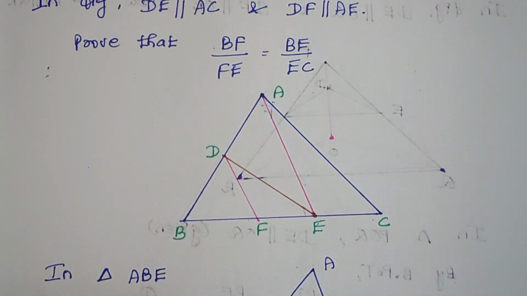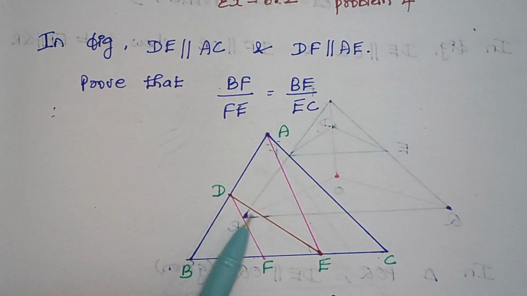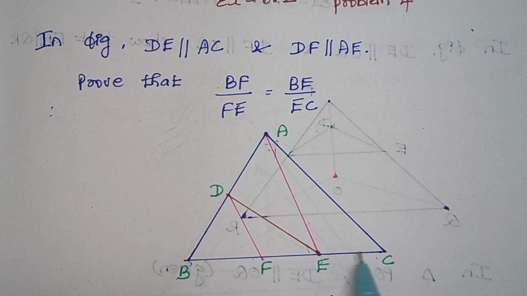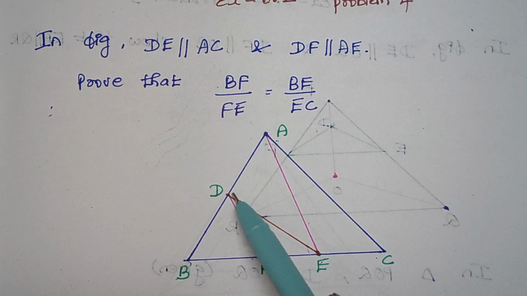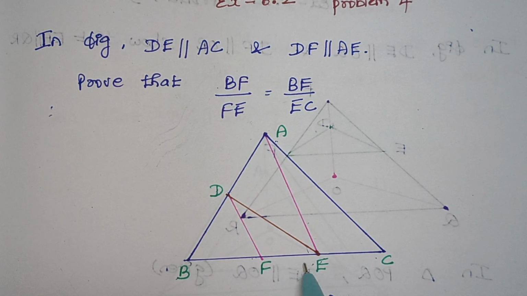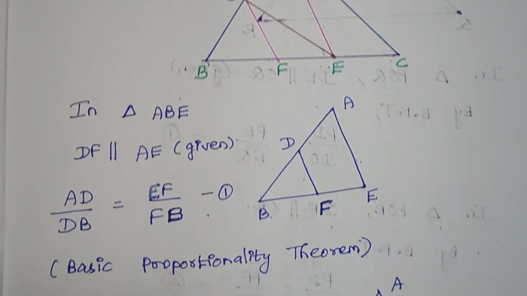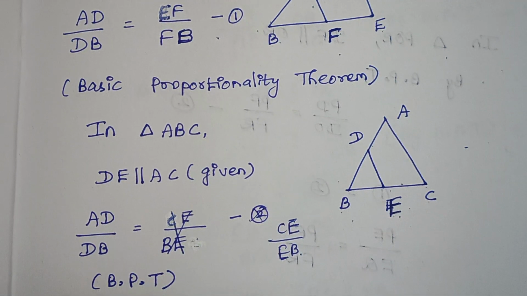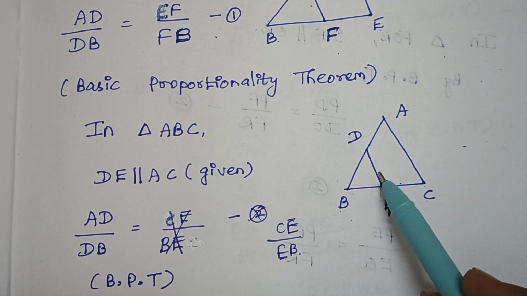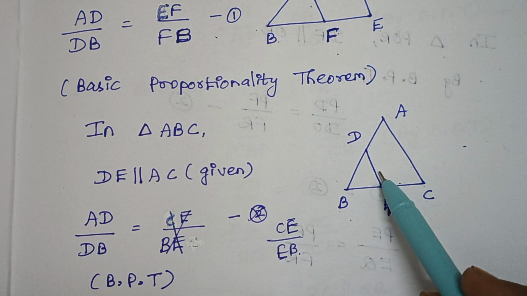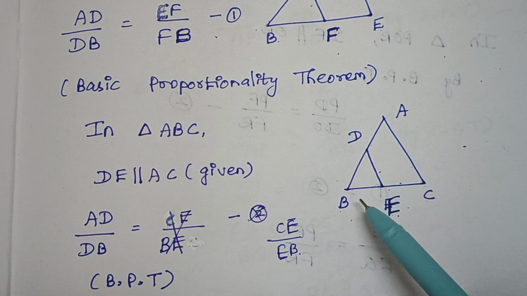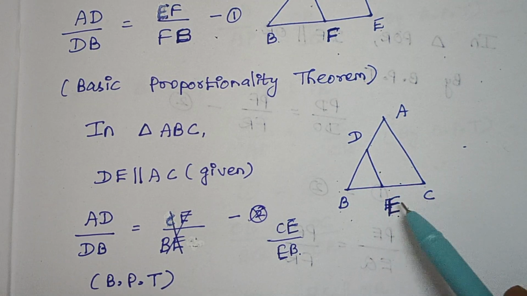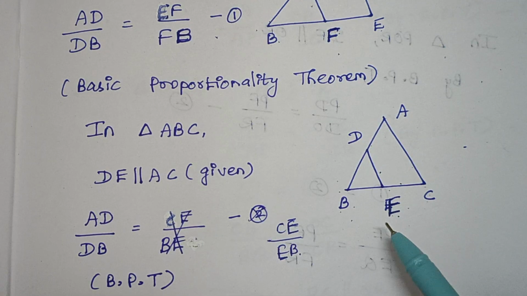Now what is the next condition given over here? Here it is, you see DE is parallel to AC. So here I am considering the bigger triangle ABC and I am considering the line DE which is parallel to AC, right? So this is our second triangle. Here again, since these two lines are parallel, again we are going to make use of basic proportionality theorem. So according to the theorem, AD by DB is equal to CE by BE.